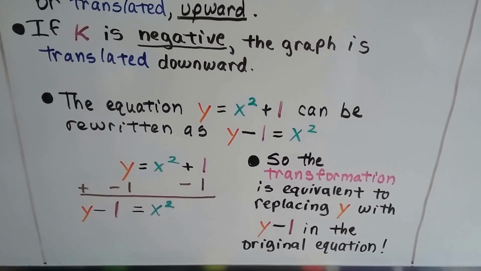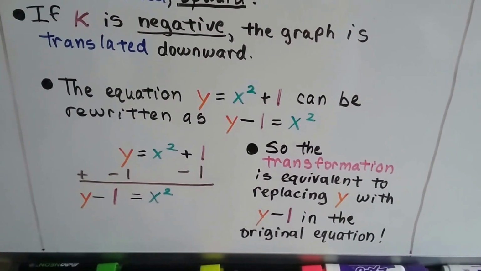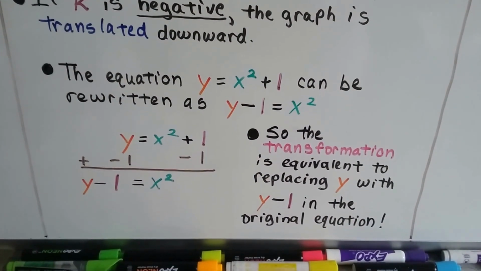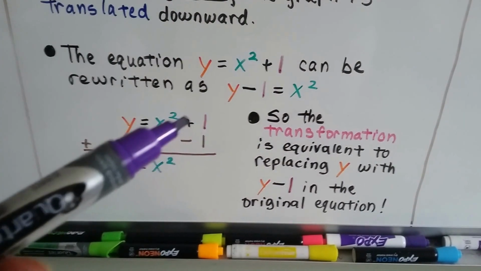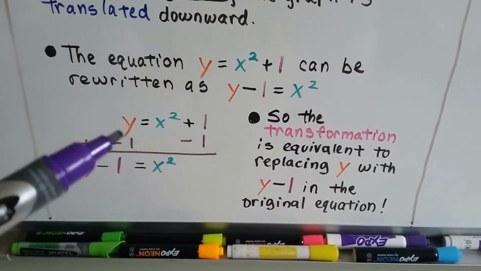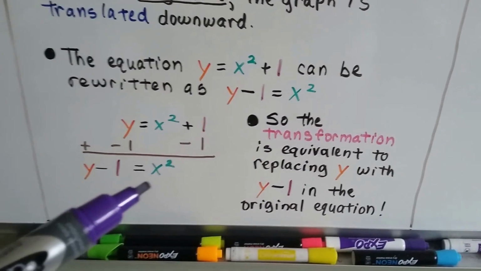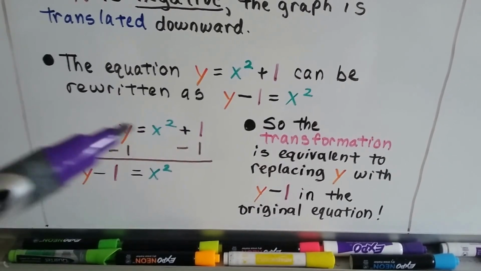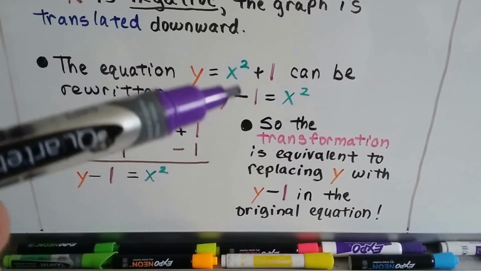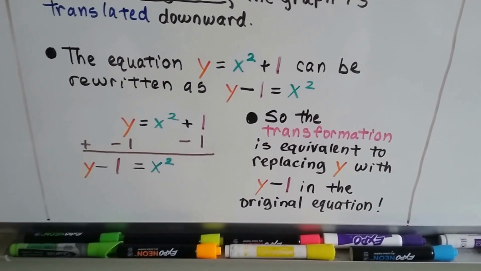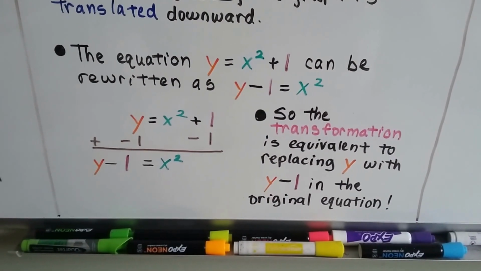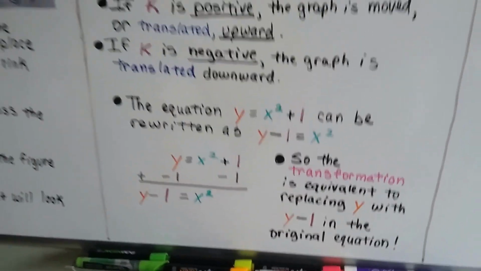And the equation y equals x squared plus 1 can be written as y minus 1 equals x squared. You know, with the properties of equality, we can add a negative 1 to each side of the equation and get y minus 1 equals x squared. And it's the same thing as y equals x squared plus 1, see? So the transformation is equivalent to replacing y with y minus 1 in the original equation, all right? So here's our theorem.